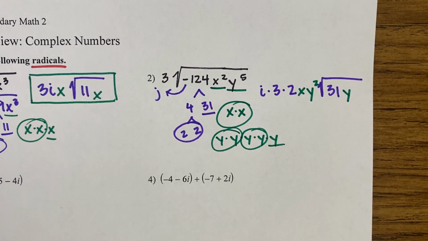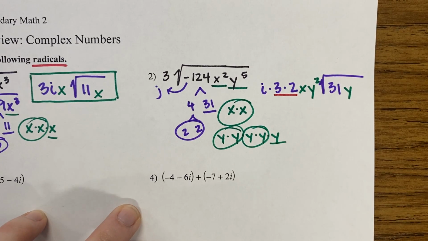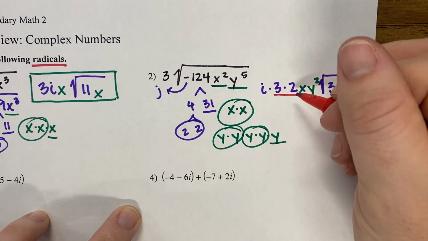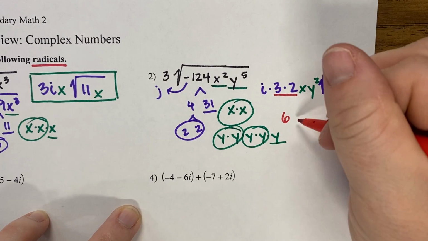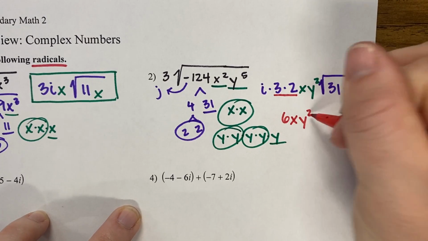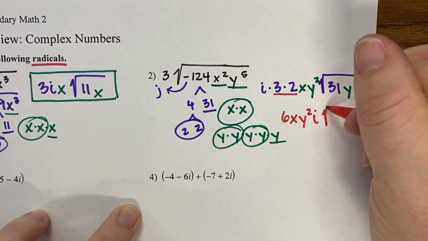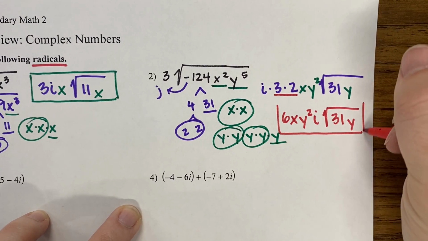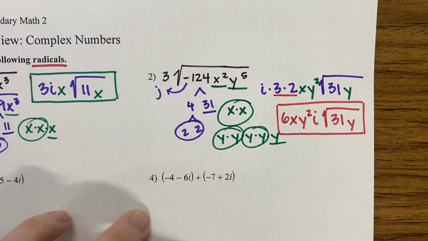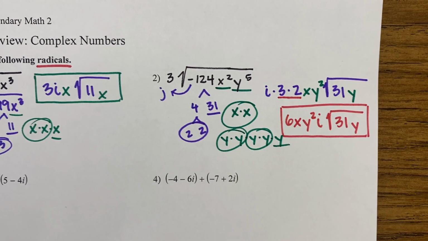Let's go ahead and simplify this answer. I'm going to multiply my numbers first, so 3 times 2 is going to give me 6. Then I'm going to do my variables next, so x y squared. Then I'm going to write my i, root 31y. And there is my final answer. Beautiful.